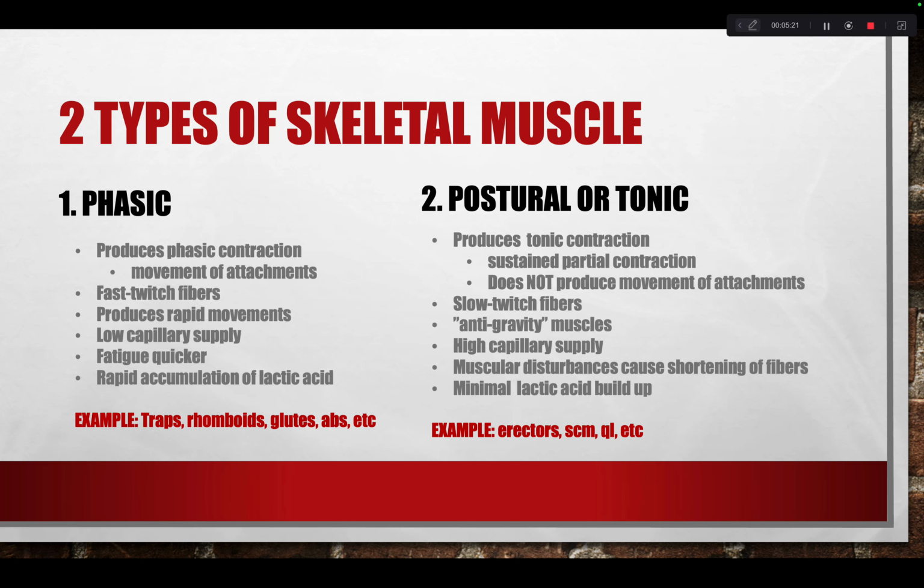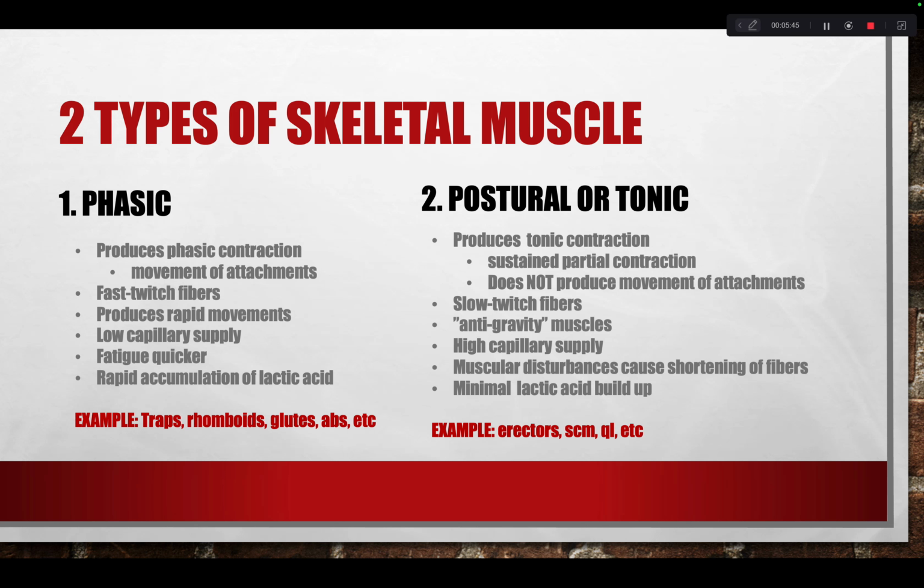We have two types of skeletal muscles that we're going to go over. You have your phasic and your tonic, which we call postural. Right? Phasic produces something called a phasic contraction. So this is what you need to move. Postural, I'm just going to bounce to the other side so you can see the difference. But each one, they're kind of opposites, right?